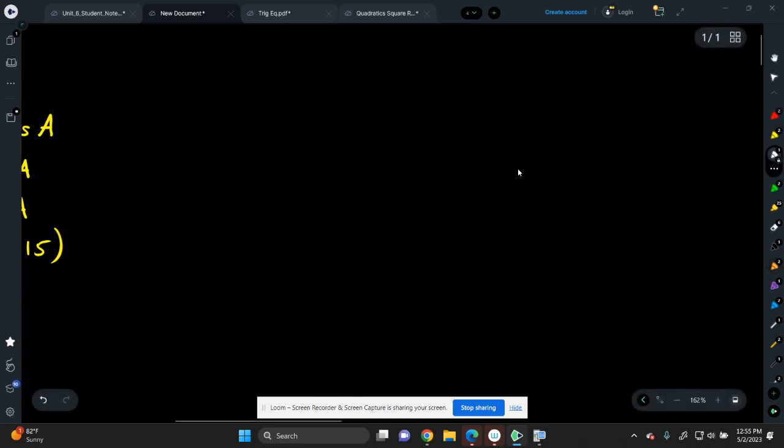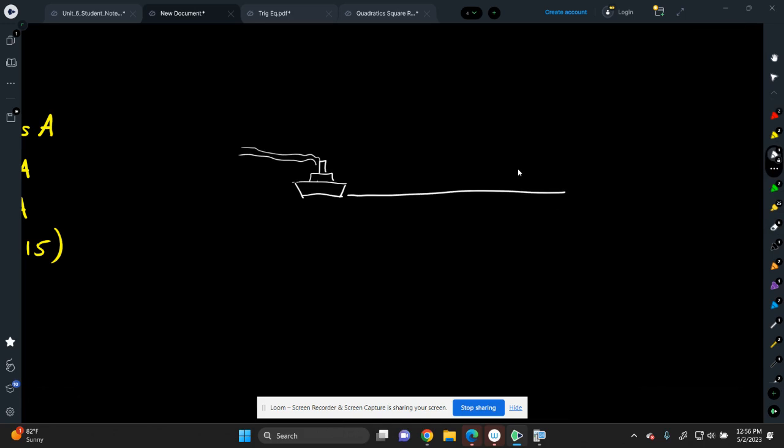Okay, so let's look at another example. A ship travels 60 miles due east. Okay, so here's my ship. Smokestack. All right. Oops, the smoke's probably going the other way, isn't it? Smoke's going this way. Right, we're traveling. You like that ship? Due east. Okay. It then adjusts its course. Okay, 60 miles due east.